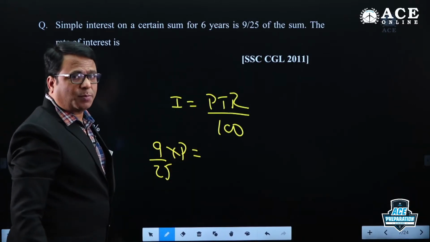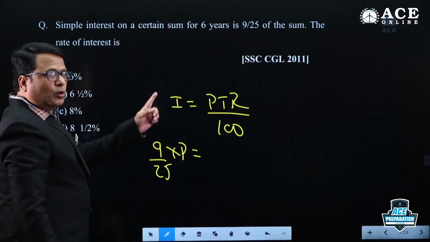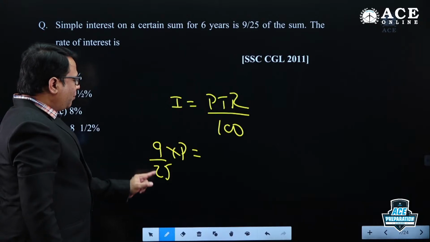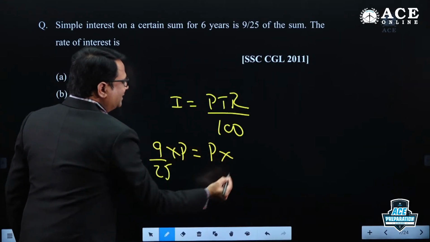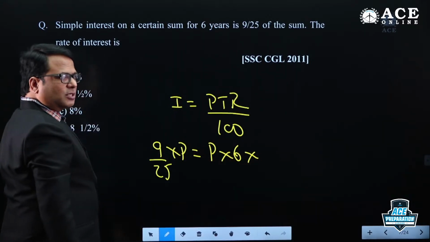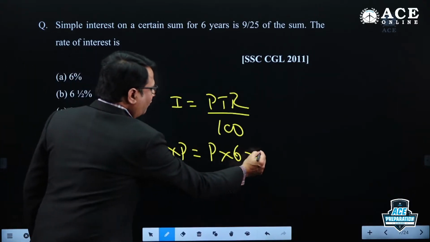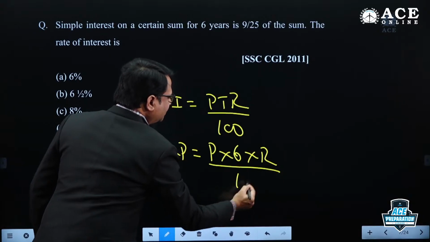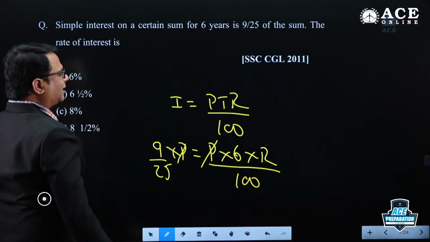Sum is not principal. So interest is clearly given as 9 by 25th of the sum. So in place of interest, I write 9 by 25 into P equal to P into time. Time is how much? 6 years, already given. And rate of interest, that is what we have to calculate. So rate of interest R by 100. Now P on the left side and P on the right side will get cancelled.